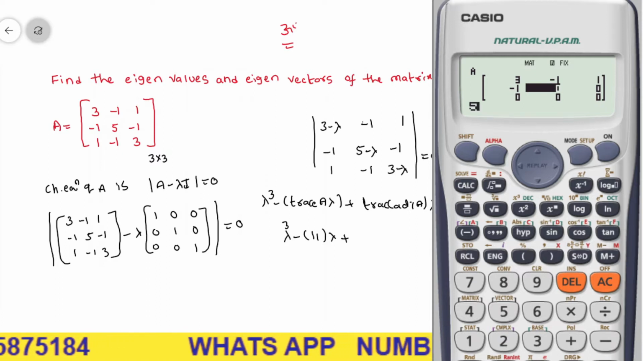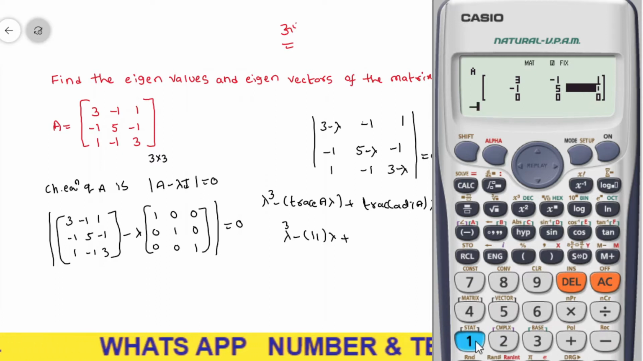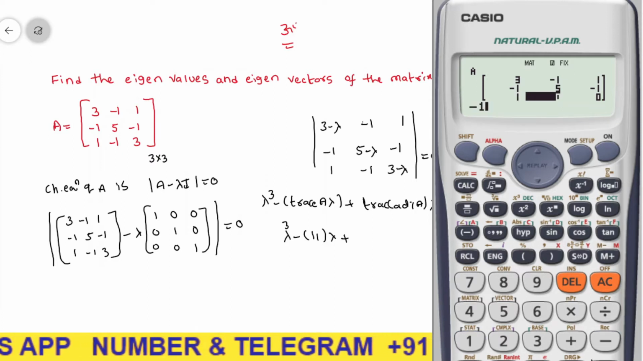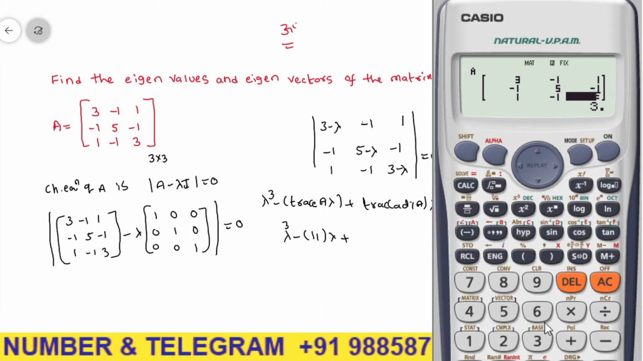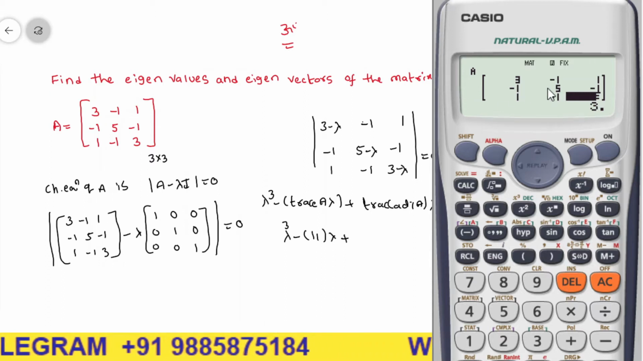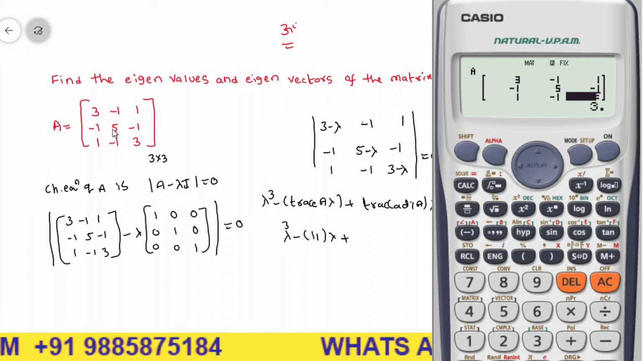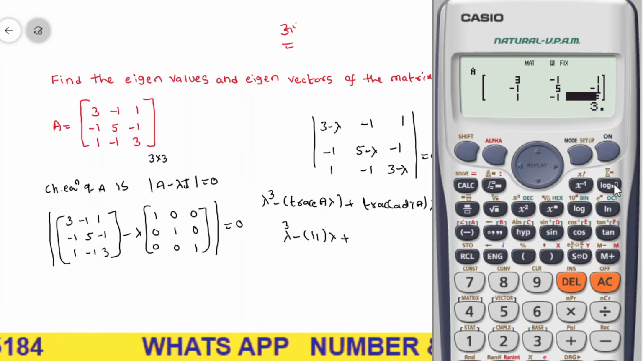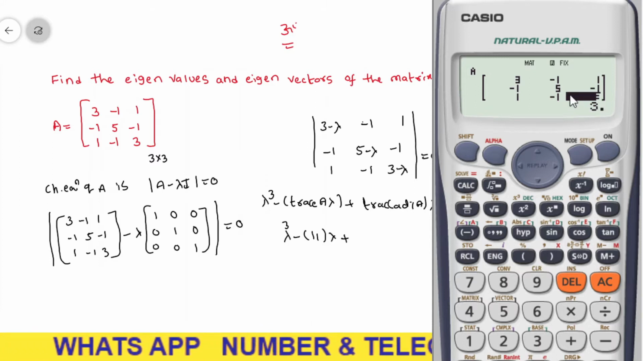Here you have 5, -1, next 1, -1, 3. Now you observe all the values I have given, correct or not. 3, -1, 1. Next -1, 5, -1. Yes. Next 1, -1, 3. Here you observe, friends, there is a cursor.